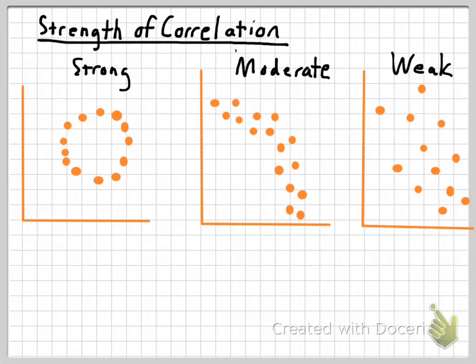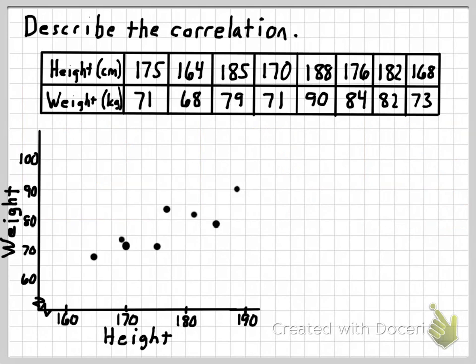All right, so strong, moderate, weak, positive or negative, linear or nonlinear. Those are the things I care about whenever you're describing the correlation between two variables. Now let me give you one example here. Let's say we want to describe the correlation between the height and the weight, and let's say that this is for adult males. And you can see here I've given you a data set of 8 males. There are 8 columns there. And I've given you the height in centimeters and the weight in kilograms of each of those males.